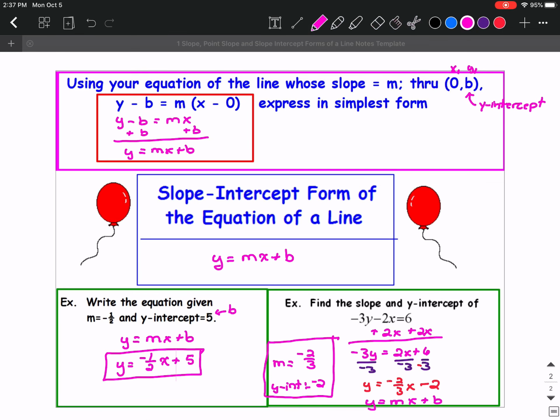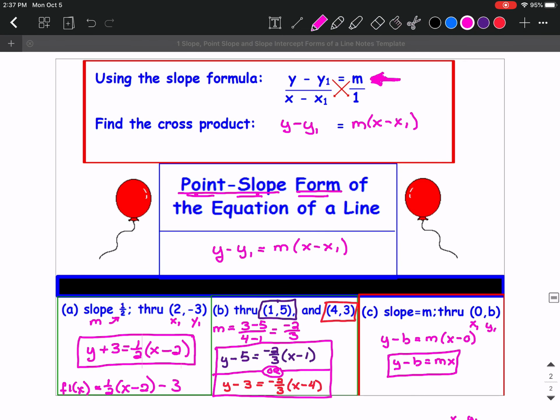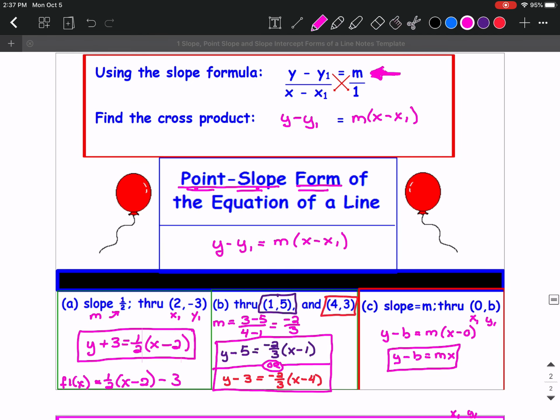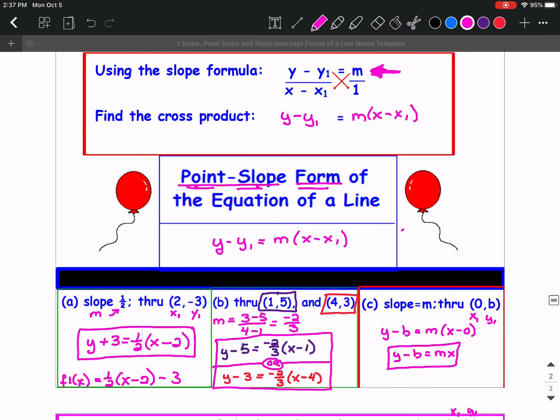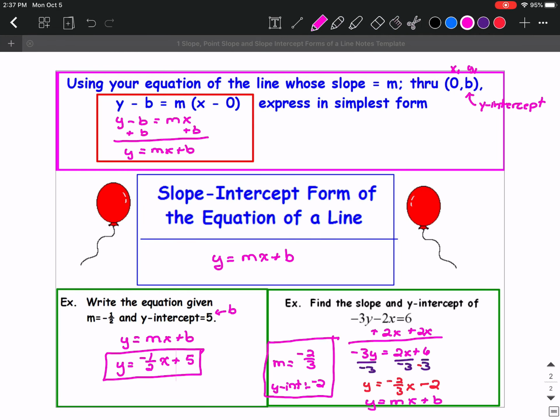Okay, so there you go, guys. We reviewed slope, which is the change in y with the change in x's. We reviewed the point-slope form of a line, which is your new favorite form, y minus y1 equals m times x minus x1. You use this form when you're given 1 point and the slope, or if you're given 2 points and you can find the slope. Then we have the slope-intercept form, your y equals mx plus b, which you use when you have a slope and you have the y-intercept.